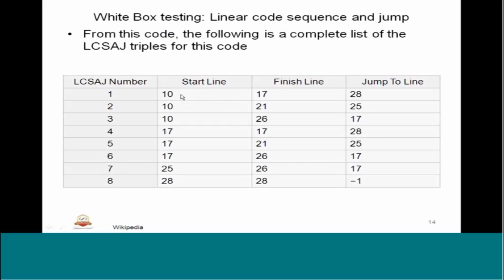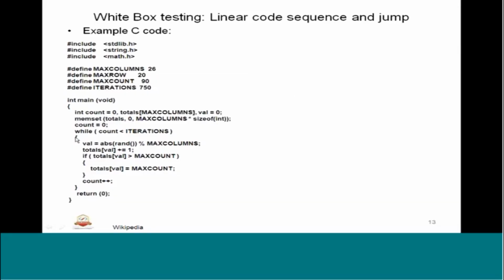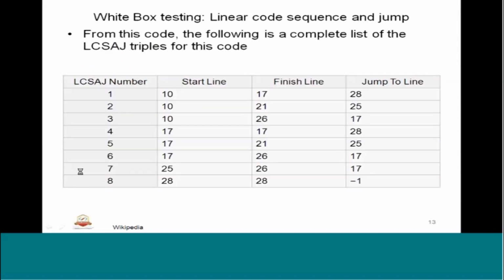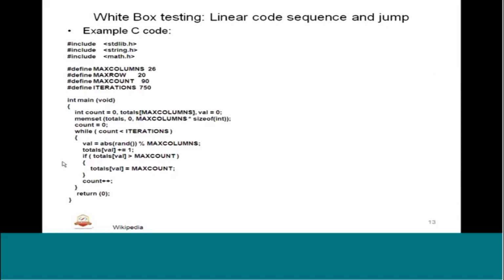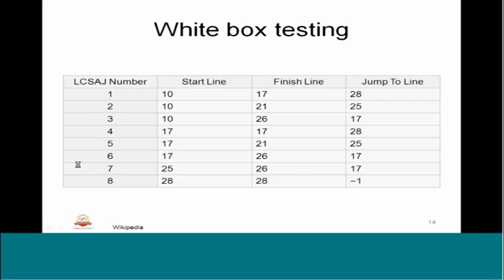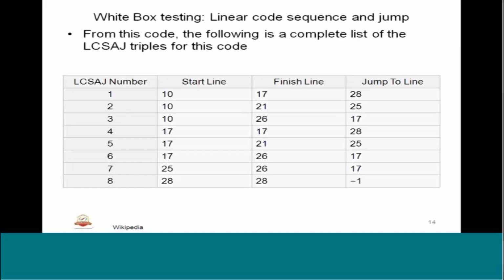In the first one, we'll see the start line is 10, then the finish line is 17. That means, suppose 10th is a while, after this they have used, 17th is the 28th line. Suppose it is the last floor bracket. So within this, whatever is going to happen, they consider as one LCSAJ.